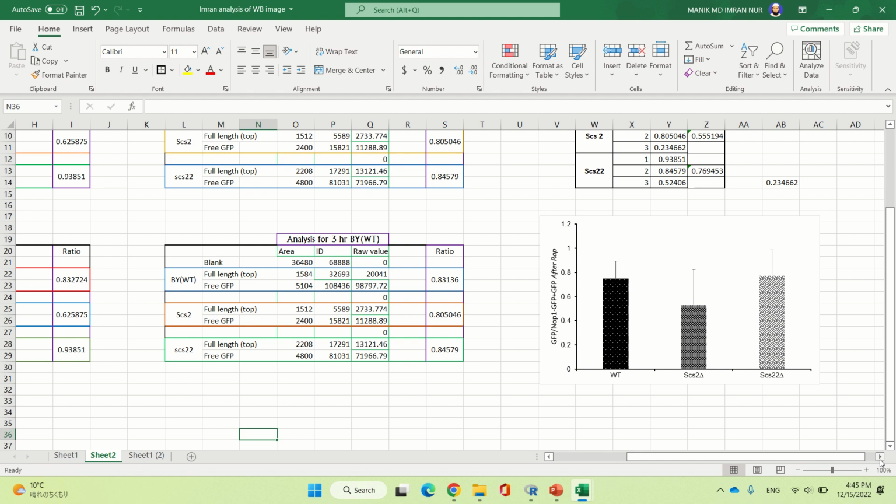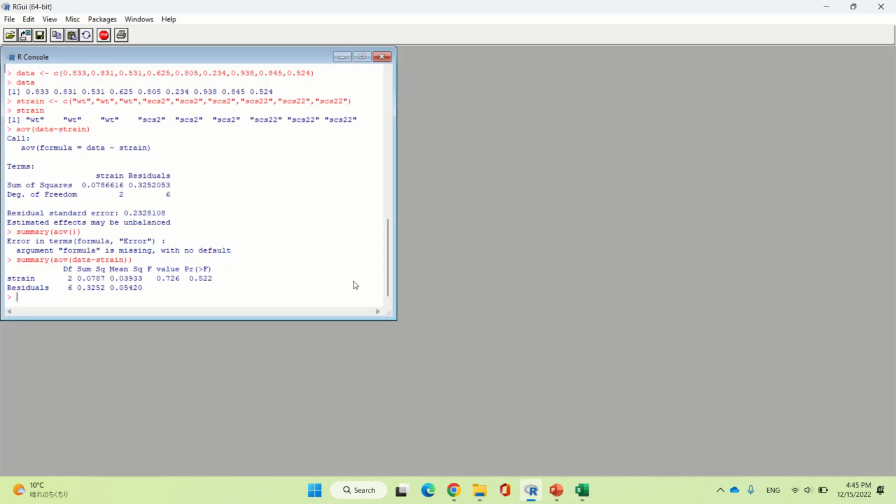So my data is not significant. No, not significant, so it means that there is no significant relationship between this one and this one. Yes, so there is no significant difference among all three groups. This value, this one? Yeah, 0.5. 0.5 means 50%.